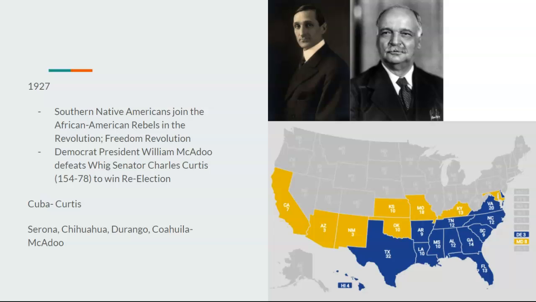But Democrat President William McAdoo defeats Whig Senator Charles Curtis, the first Native American nominee. So he does it. He wins the Senate. He's the senator from Kansas, where they have states' rights and all that. But he still loses to McAdoo. Curtis wins Cuba, but Sonora, Chihuahua, Durango, and Coahuila all go to McAdoo.